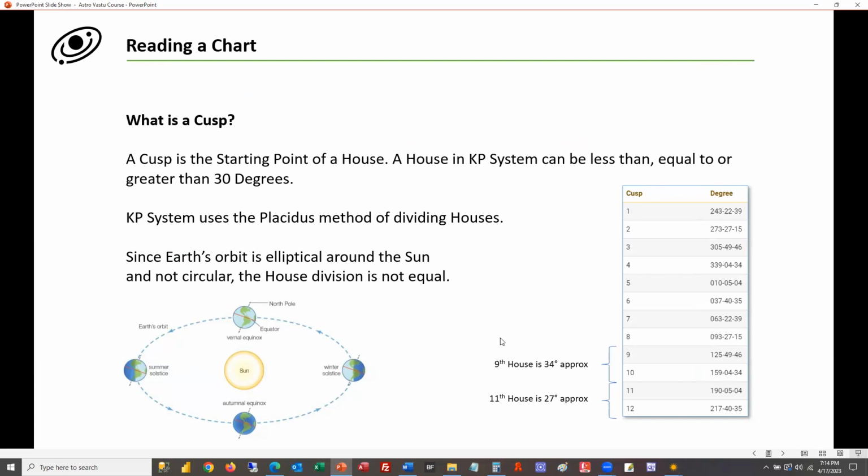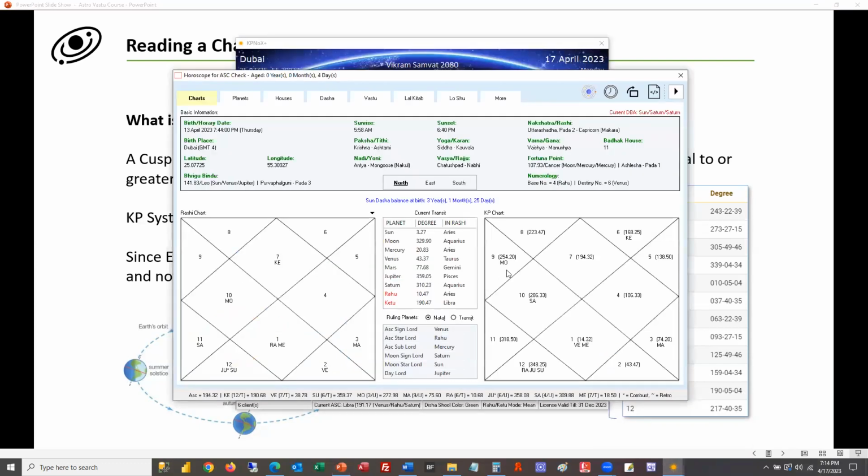But the concept here is the unequal division of houses. This is not there in Vedic. For us in Vedic, it's always 30. That's the reason why planets jump houses in KP.